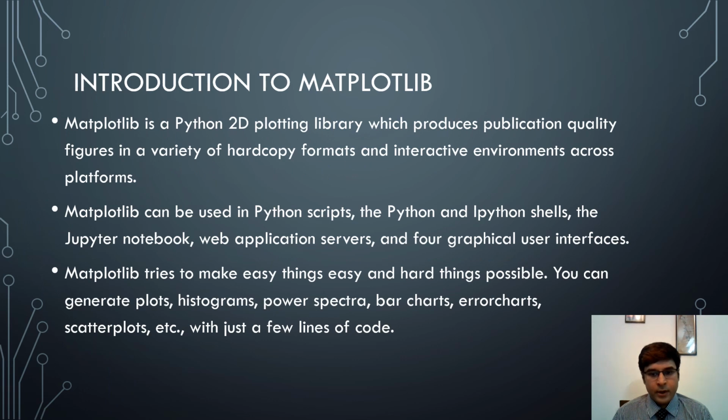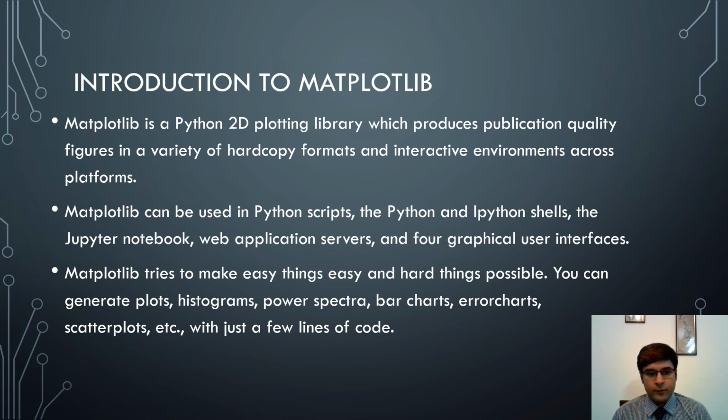So what is Matplotlib? Matplotlib is a Python 2D plotting library which produces publication quality figures in a variety of hard copy formats and interactive environments across platforms. Matplotlib can be used in Python scripts, the Python and IPython shells, the Jupyter Notebook, web application servers, and four graphical user interfaces. Matplotlib tries to make easy things easy and hard things possible.